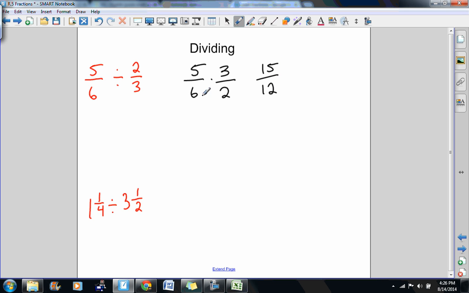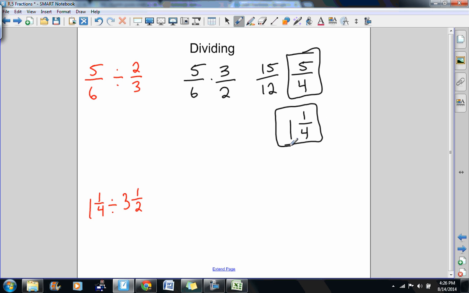5 times 3 is 15. 6 times 2 is 12. Simplify. I will divide by 3 and get 5/4, which is one of the possible answers. A mixed number would be 1 1/4.